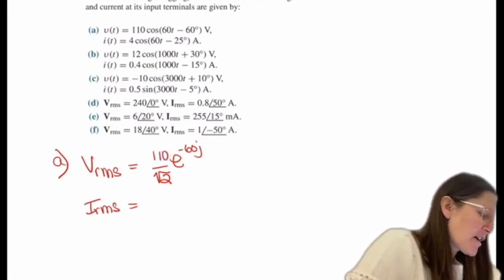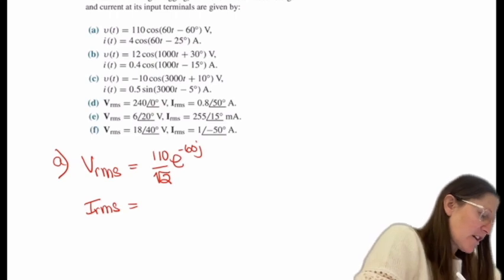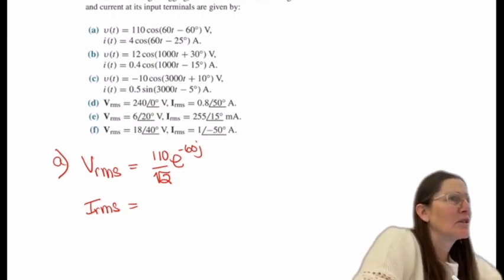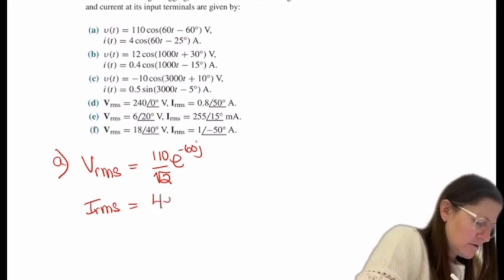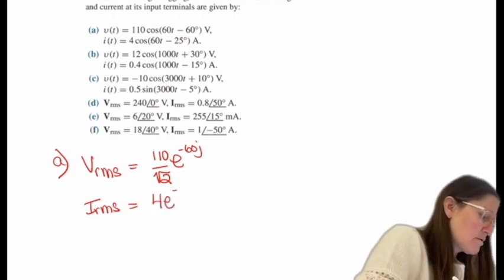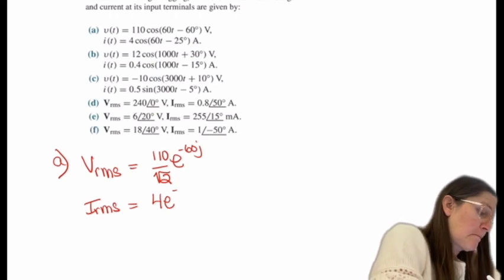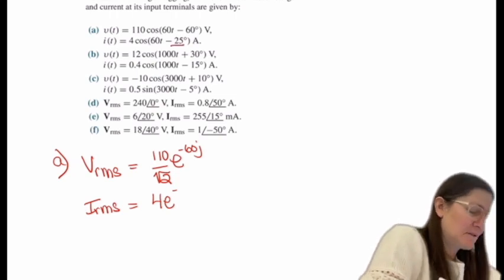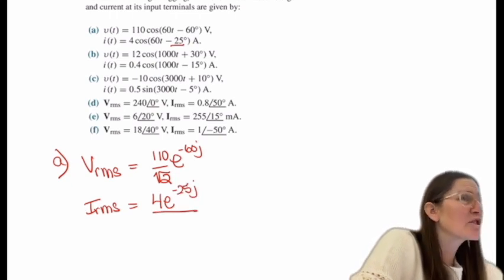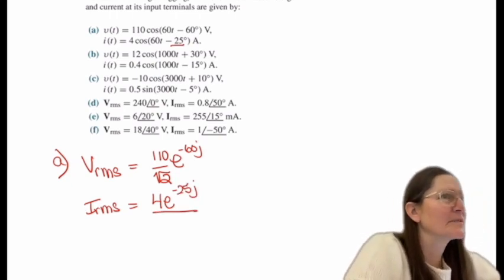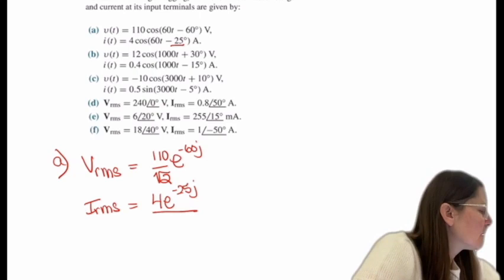110 e to the minus 60j, and then the I RMS will be 4 e to the negative 60. Or is it negative 25? Negative 25. I don't know which of the two I'm supposed to use. Yeah, so you ignore the omega. Okay. Over root 2. Yes.